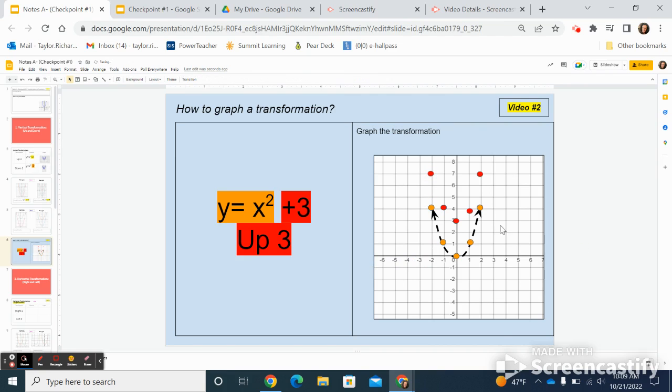So I still have my parabola. It's just been shifted up 3. And lastly, I'm going to take this black line and I'm actually going to move it up so it makes my new equation, or my new graph. So you can see we just graphed a transformation of up 3. If it was down, do the same thing.